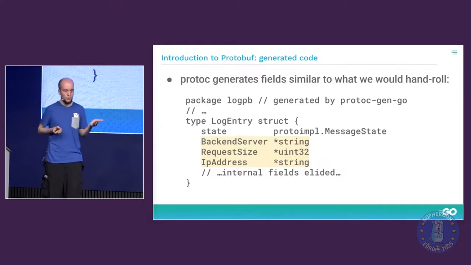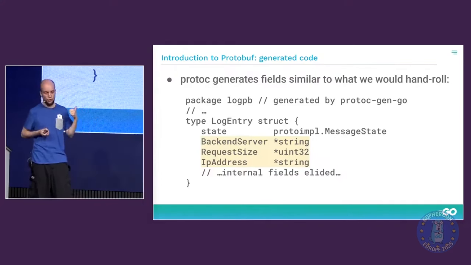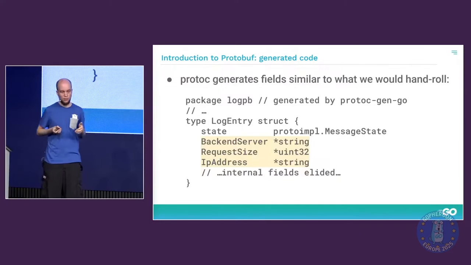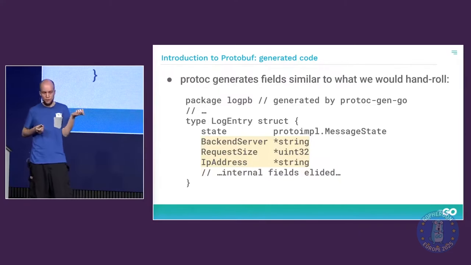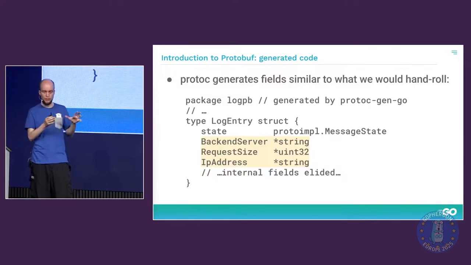So what does the generated code look like? Well, when you call protoc, it will actually generate fields that look pretty similar to what we would have hand-rolled on the example before. So you can see we have a package log, pb. The pb suffix is sort of a convention, so like all of your Protobuf imports should end in pb. At least that's the way we do it, so that you can quickly see what is like generated code, what isn't. And then you see we have a type log entry, just like we would have written by hand. It just has like a couple more internal fields.